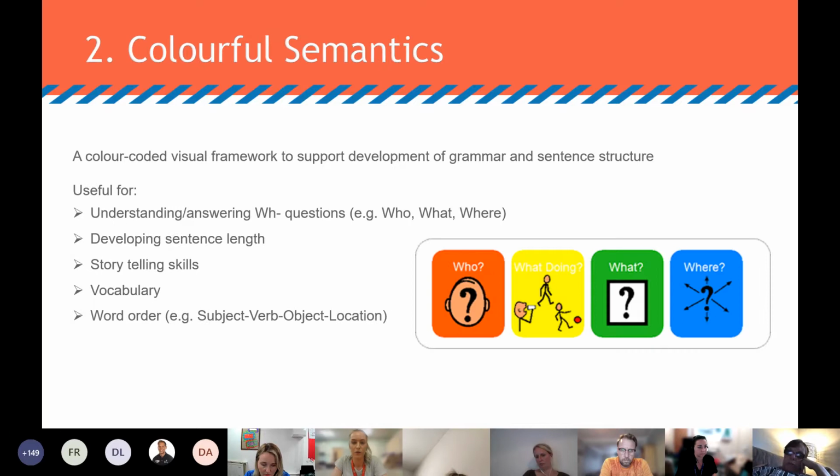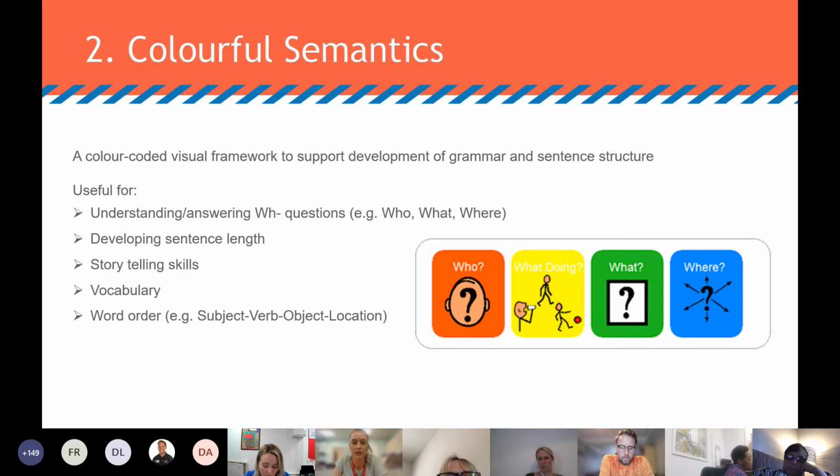So module 2 will be on colourful semantics. Colourful semantics is a colour-coded visual framework to support development of grammar and sentence structure. Some of you might be familiar with this and already use it in your classrooms, but it will be a beneficial workshop for understanding and answering WH questions. So that's your who, what, where questions.